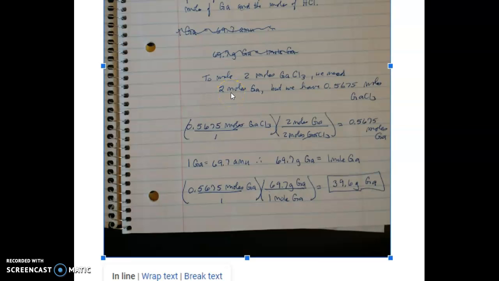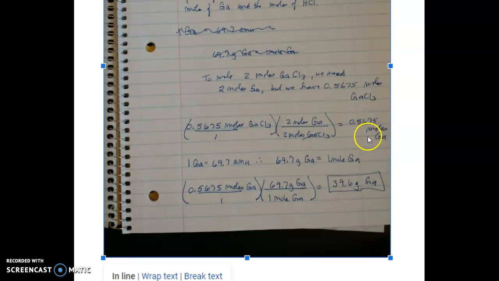So we use that relationship from that equation, this conversion factor, that 2 moles of Ga equals 2 moles of GaCl3. And we set that up again, right? So 0.5675 moles of GaCl3. In this case, it's a little bit easier, right? Because we know that 2 over 2 equals 1, so we need the exact same number of moles of Ga, 0.5675 moles.